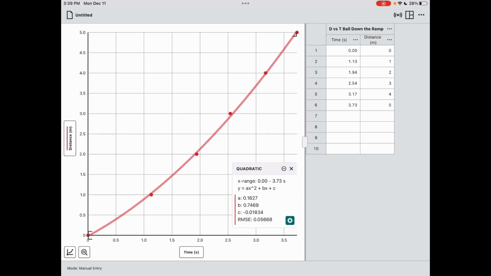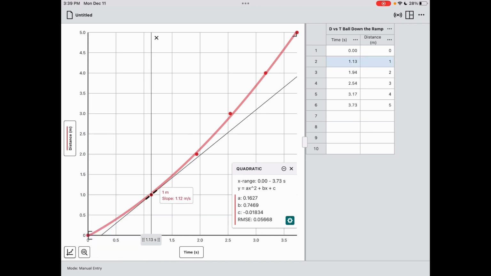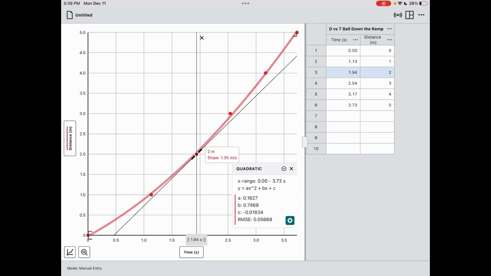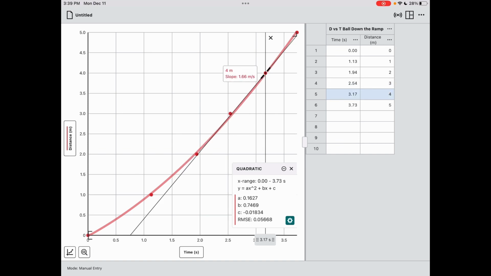The other thing I can do with this is if I want to know what the slope is at each one of these points, I can click in the lower left again and toggle on tangent. Then I can click on each one of these points and it will tell me the slope at that point. It'll also pull up the tangent line, which says, if it was that slope for the whole thing, this is what that straight line would look like. The slope at 1 second is 1.12. At the next one, it's 1.35. At the next one, it's 1.55. At the next one, it's 1.66.